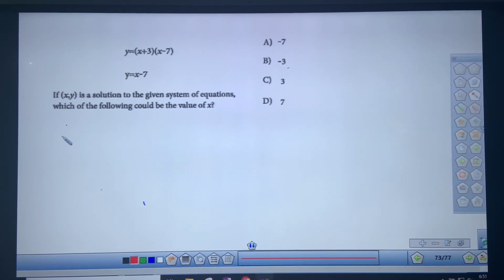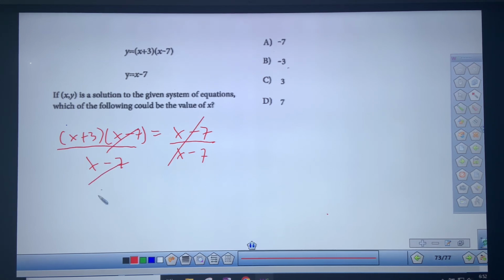All right. X plus 3 times x minus 7 equals x minus 7. I can see it. So if I divide both sides by x minus 7, that would give me x plus 3 equals 1. So x equals negative 2. That doesn't work. Let me try a different way.